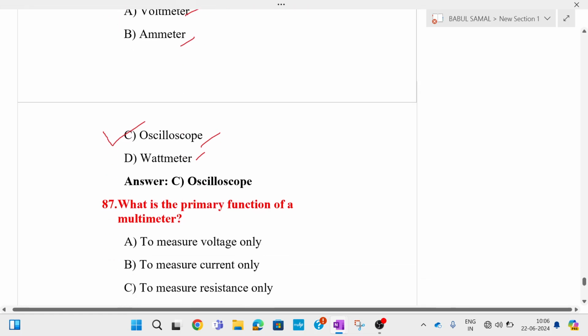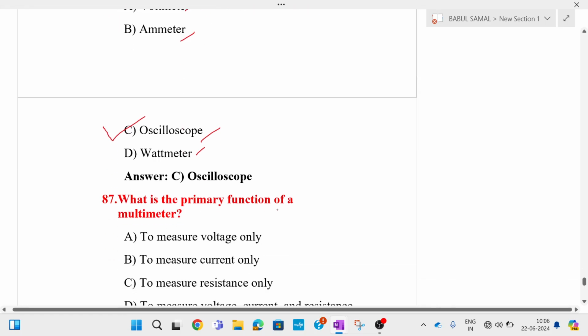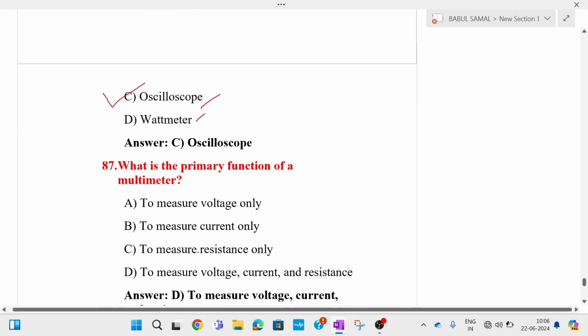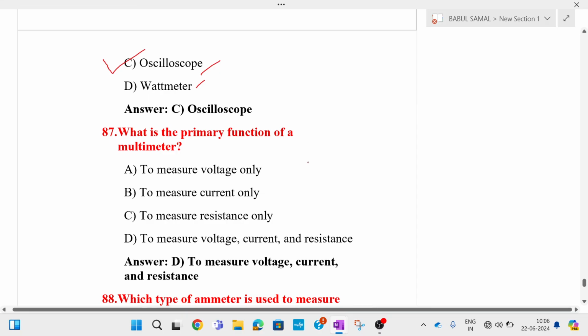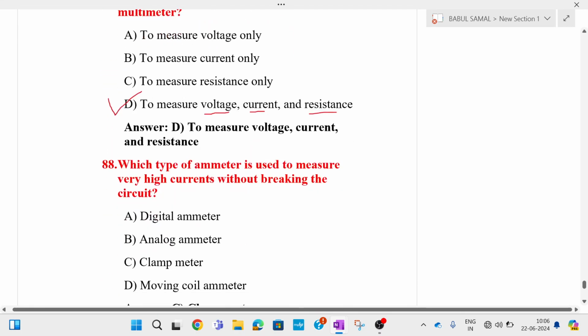Next question. What is the primary function of multimeter? So the multimeter is used to measure voltage, current, resistance. Option D: to measure voltage, current and resistance. Next question, which type of ammeter is used to measure very high current without breaking the circuit?